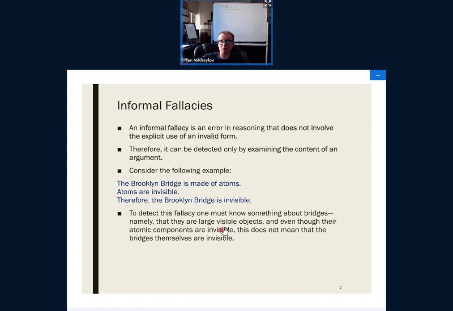So what exactly is the problem here? What is going on? Well, the problem is the quality of being invisible is improperly transferred. It does attach to atoms by themselves. It does not equally apply to collections of atoms. While single atoms are invisible, the collections of atoms are perfectly visible. Once you get enough of them together, they become visible. So this is what the problem is in this case.